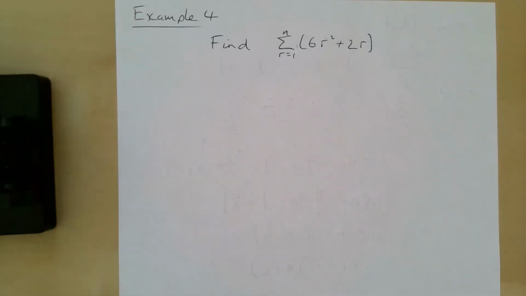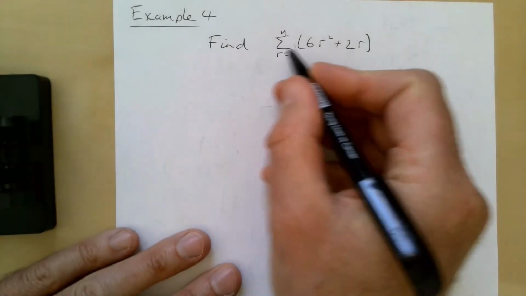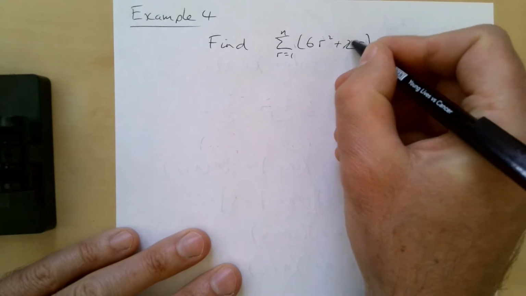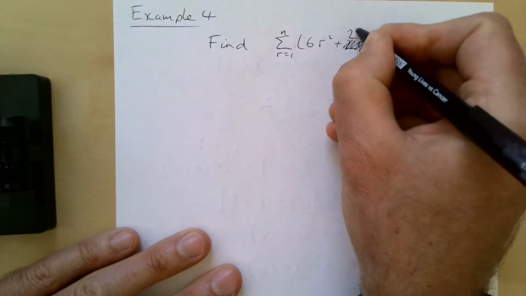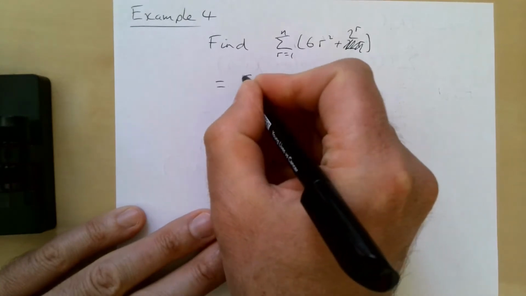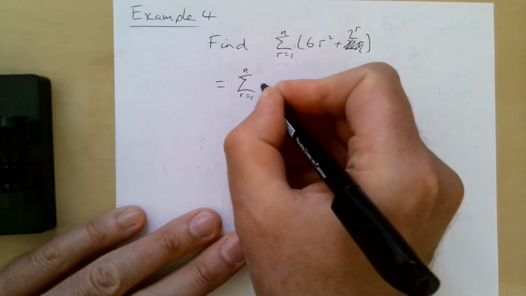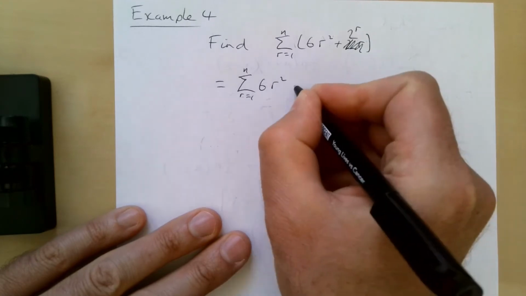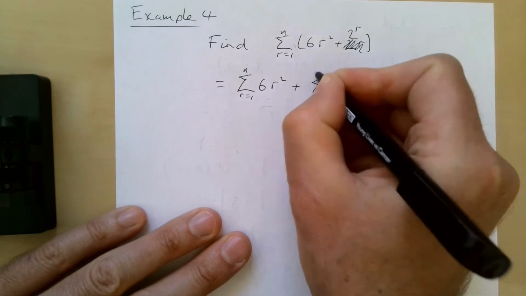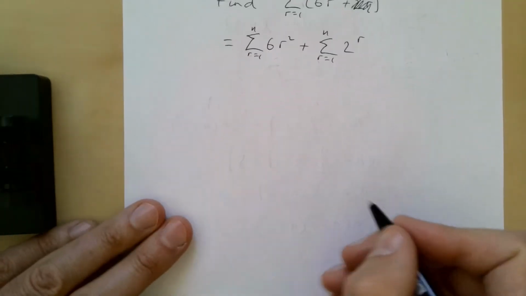This is example 4 in our notes, summation of series. Slightly tough one here, but let's take a wee look at it. We're going to split this into two terms, and hilariously I've written out the question wrong, so we're going to change this to 2 to the power of r, which is what we're actually looking for. So that's going to be the sum between 1 and n of 6r squared plus the sum between 1 and n of 2 to the power of r.